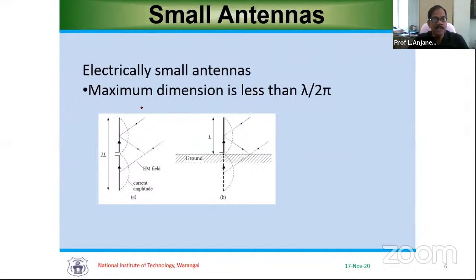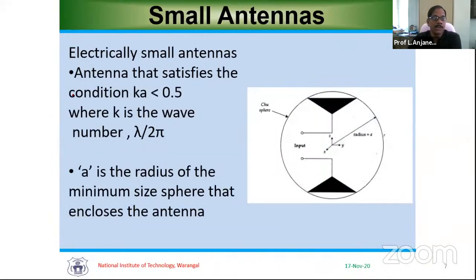Electrically small antennas means the maximum dimension is less than lambda by 2 pi. They are called electrically small antennas, and in fact the antennas which people started designing with were dipoles. Electrically small antenna means one which satisfies this particular condition, where k is called the wave number, the lambda by 2 pi that I have talked about, and a is nothing but the radius of the minimum size sphere that can enclose the antenna. What I mean to say is that we cannot have smaller than this.